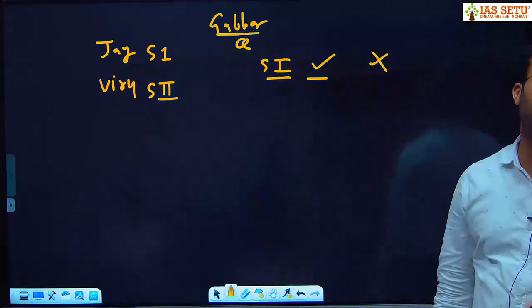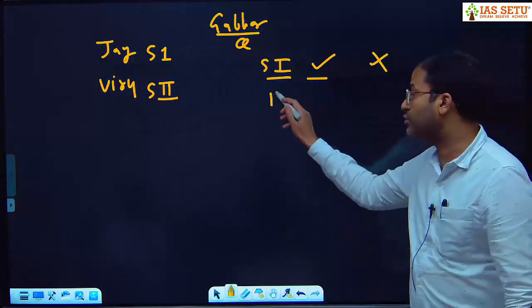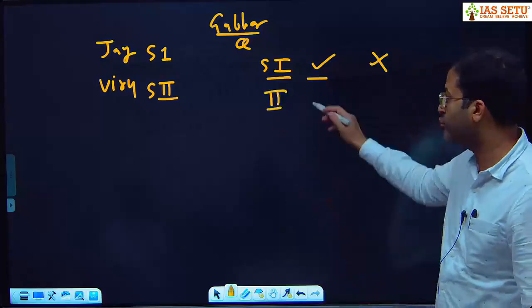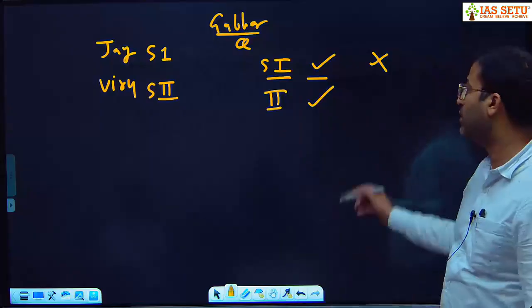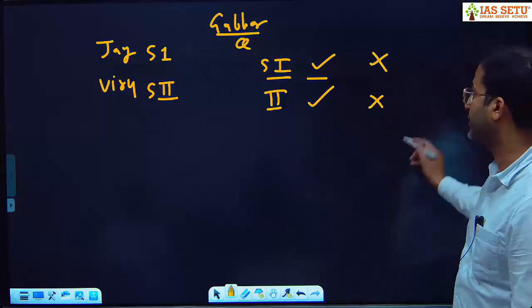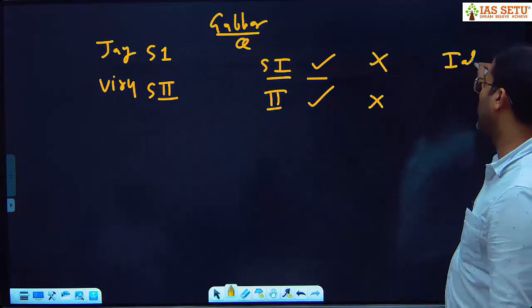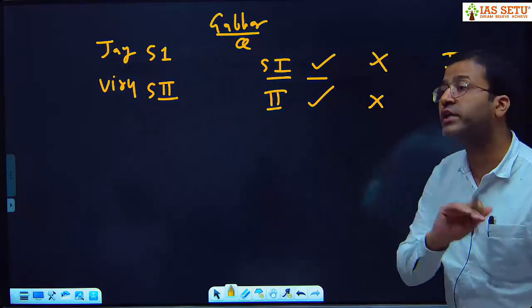You have to fill their form. You have to give chance to Viru. So you have to give chance to second statement. Here also you have two possibilities: maybe Viru alone is able to handle Gabbar or not. So we have three possibilities here. Statement 1 alone is sufficient, whereas statement 2 alone is not sufficient.